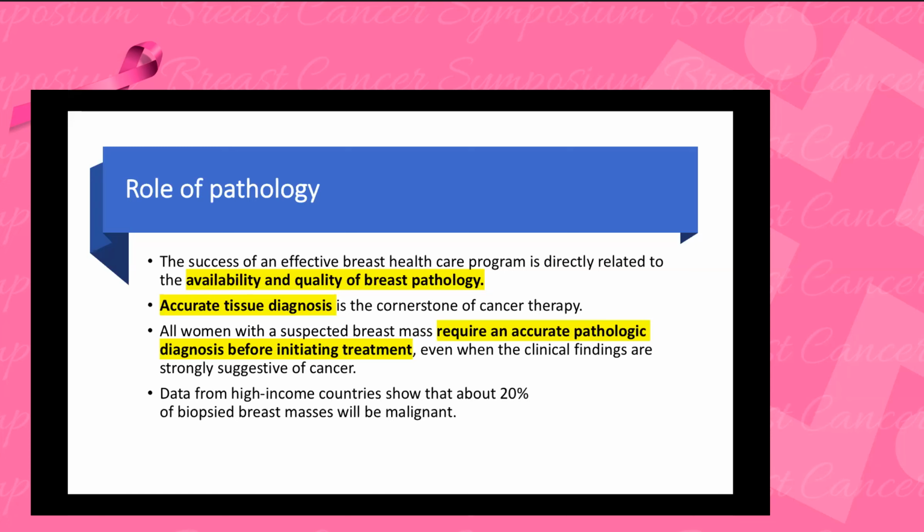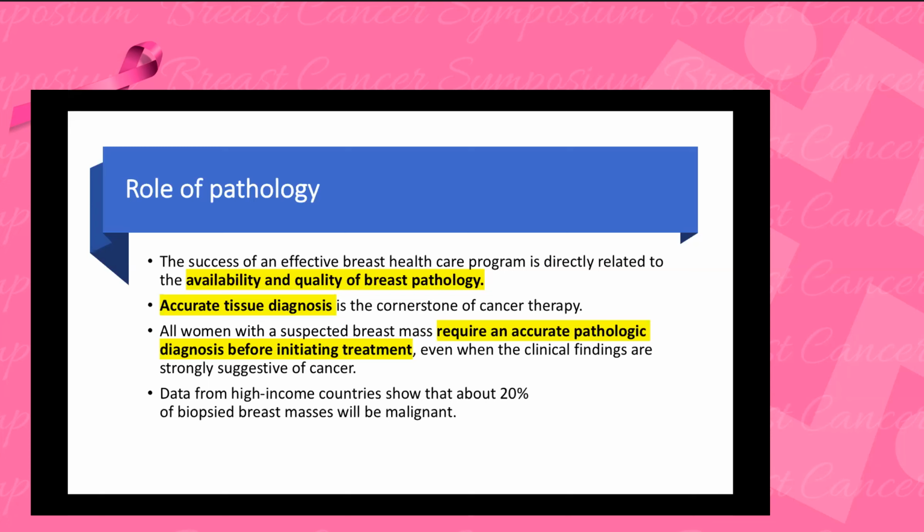Accurate tissue diagnosis is the cornerstone for therapy for breast cancer, and all women with a suspected breast mass will require an accurate pathologic diagnosis before we initiate treatment. And this is even if we have a clinical finding that is strongly suggestive of cancer. And you'll see later on why we need to do this third component of the triple test before we initiate management in this patient. And a lot of data suggests that about 20% of biopsied breast masses will be malignant, meaning that the remainder 25% are going to be benign lesions.